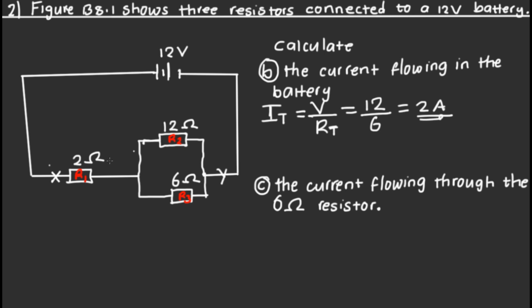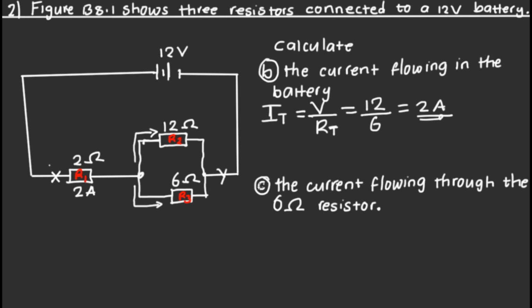Now, if you look at this one, this one is connected in series. So in this resistor 1, 2 amps of current was flowing through. But for resistor 2 and 3, the 2 amps is divided. There is a certain amount of current going through 12 ohms, another amount going through 6 ohms. But the two currents that are divided at the junction must sum up to the total current of 2 amps.